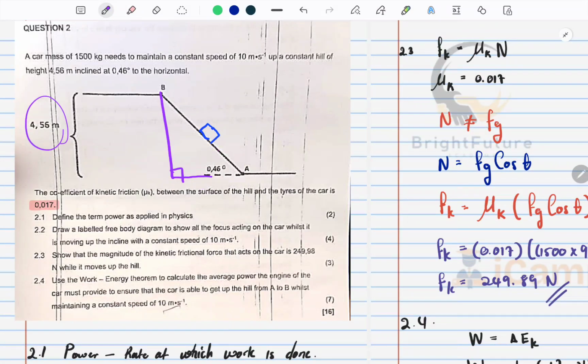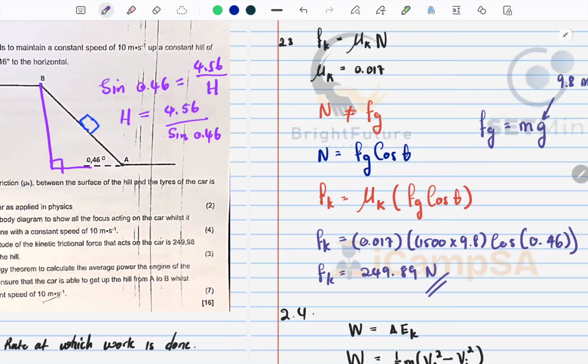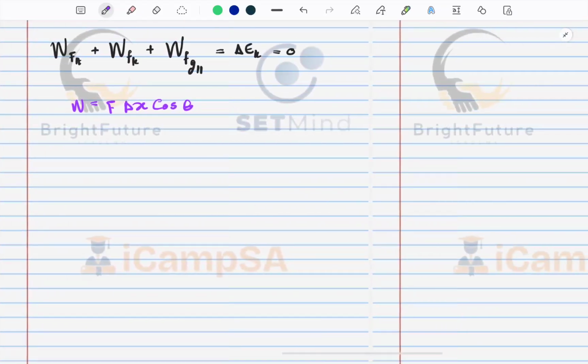So if I just write it here, I can say sine theta, which is 0.46, is equal to 4.56 over the hypotenuse side, which is what I'm looking for, right? Then that means the hypotenuse side is going to be 4.56 over sine 0.46, like so. This is just roughly here. So we can come back and write it here so that we've got the displacement that we're looking for.